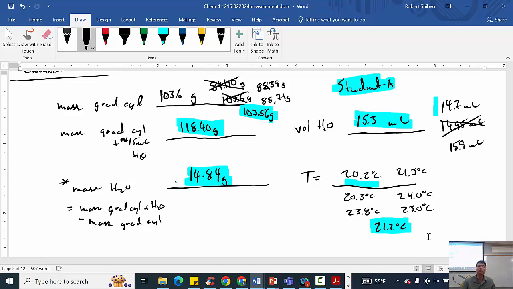Okay, so then we do a calculation. So we do this one. Let's figure out the mass of the water. Mass of the water is going to be the mass of the grad cylinder plus the water, 118.40, minus the mass of the grad cylinder, 103.56. And that gave you 14.84 grams, correct? And you had 15.3 milliliters, correct?